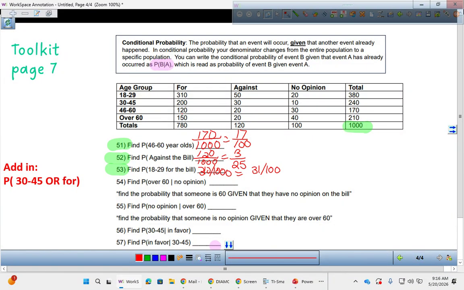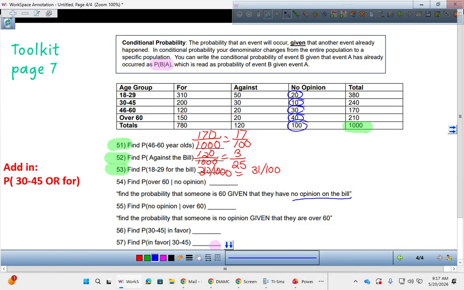Now, number 54 is where things change. It says, find the probability that someone is 60 given that they have no opinion on the bill. The condition. It's like, find the probability that someone is 60 under one condition. The one condition is they have to have no opinion about the bill. The important category that you're focusing in on is the given category. I want to look at the people who have no opinion on the bill. So I only want to focus in on the no opinion people.